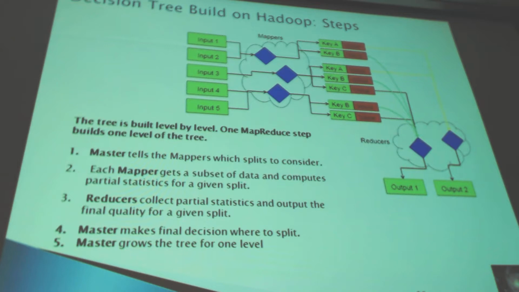And then the reducers will collect these partial statistics and output the final quality for a given split. Here the reducers actually calculate the entropy and information gain to derive the best split from all the splits provided by the mappers. And then it provides feedback to the master, and the master makes the final decision where to split. The master then grows the tree for one particular level.